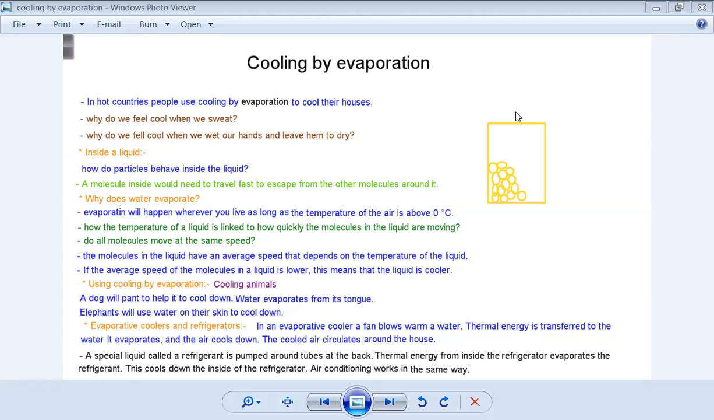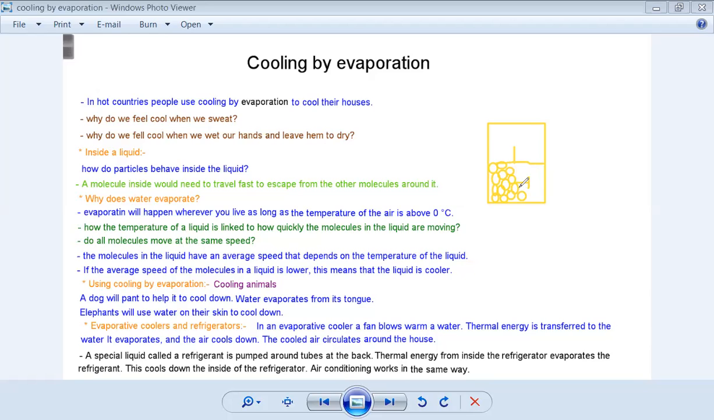Inside the liquid, we have the molecules that need to escape from each other, from the force that holds them together. So they have energy. On the surface here, they have high energy. They can escape as gas. Here in the middle, they have medium energy or medium speed, and are pulled back to the liquid again.